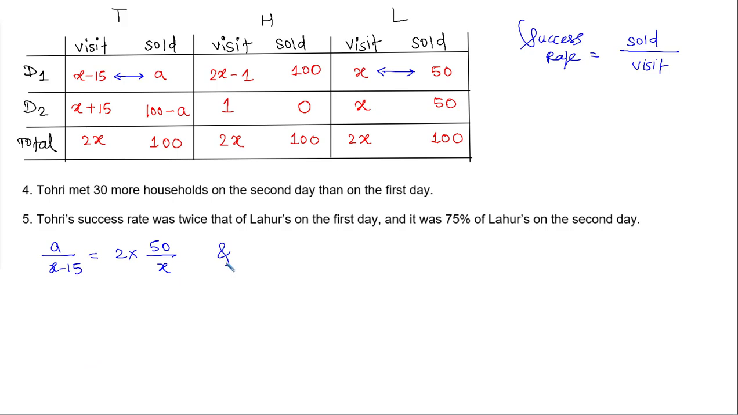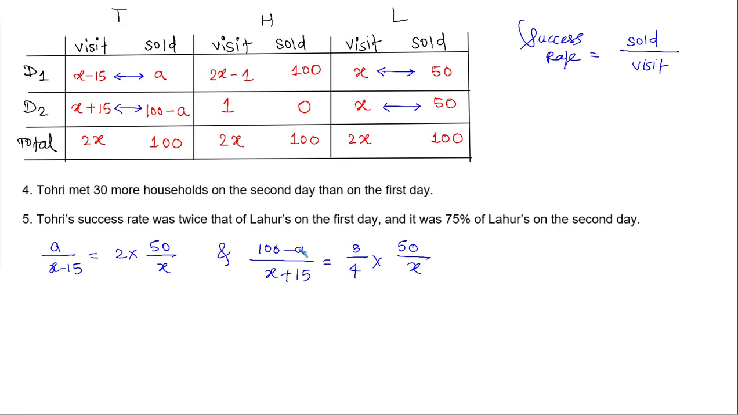After this, T's success rate on the second day is 100 minus A divided by x plus 15, which is equal to 75%, that is 3 by 4, times L's success rate on the second day, which is 50 divided by x. So if we solve these two equations, we will get the values of A and x. So let's have a look at it.